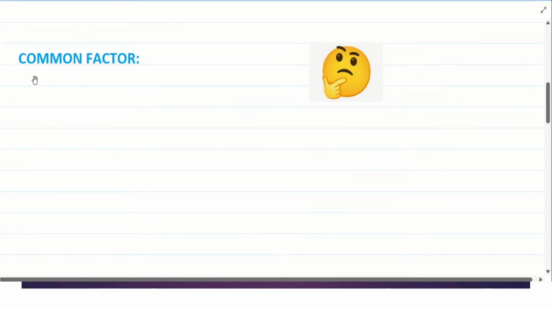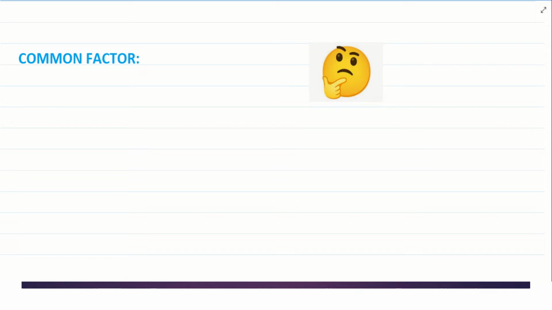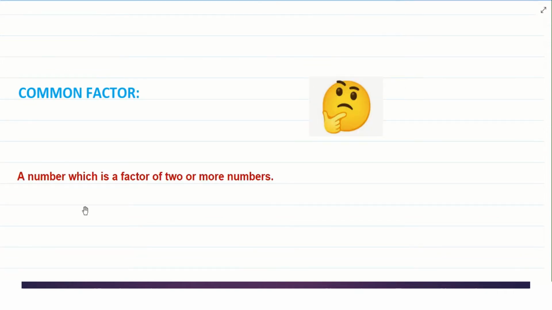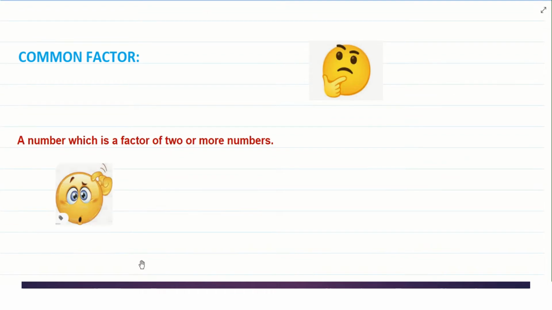Now, let's understand the meaning of common factor. So do you know what is a common factor? A common factor is a number which is a factor of two or more numbers. Is this clear or confused? I think confused. So let me make it clear through some examples.